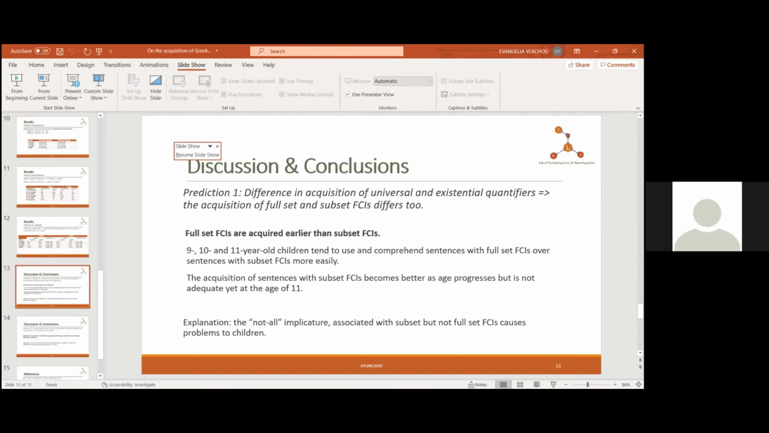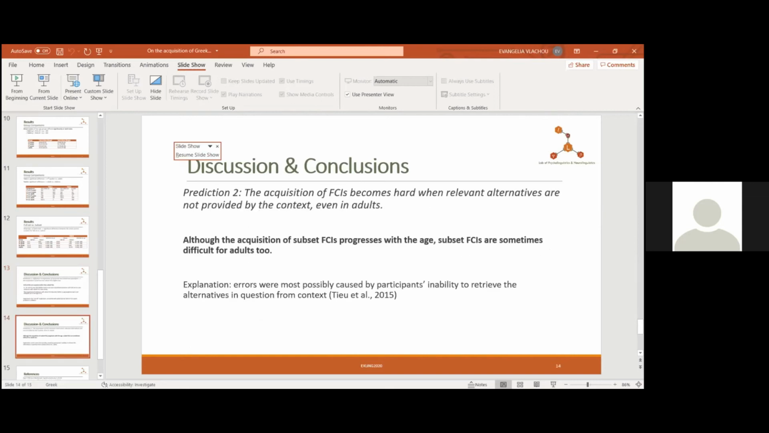Going back to our predictions, remember first prediction, there is a difference in the acquisition of full set and subset FCIs too. Our finding is that full set FCIs are acquired earlier than subset FCIs. 9, 10, and 11-year-old children tend to use and comprehend sentences with full set FCIs over sentences with subset FCIs more easily. The acquisition of sentences with subset FCIs becomes better as age progresses, but it is not adequate yet at the age of 11.